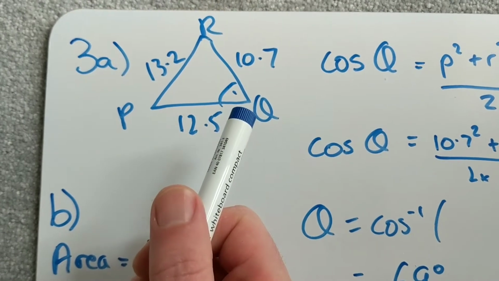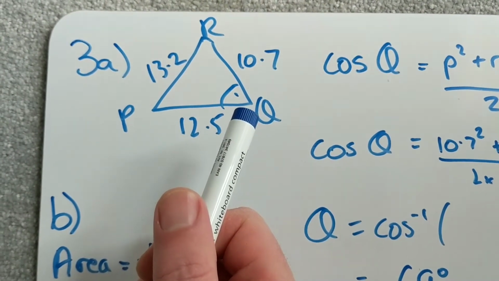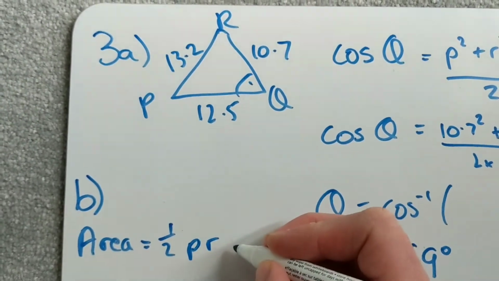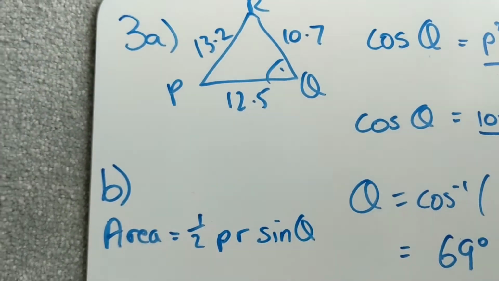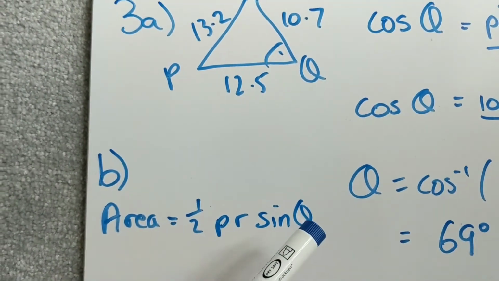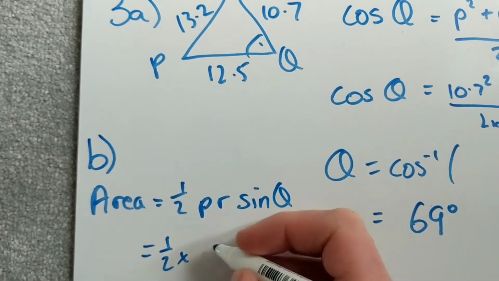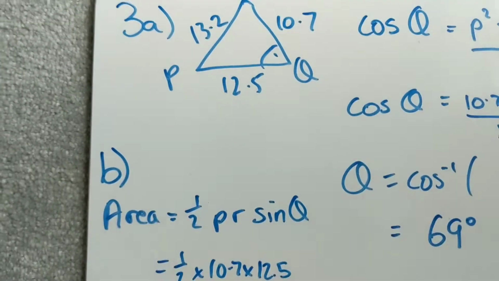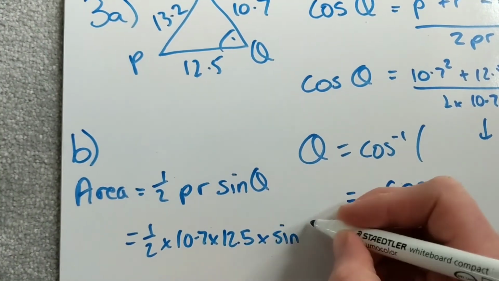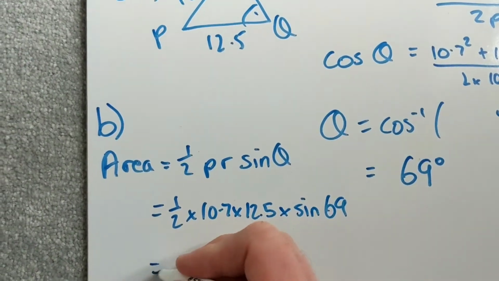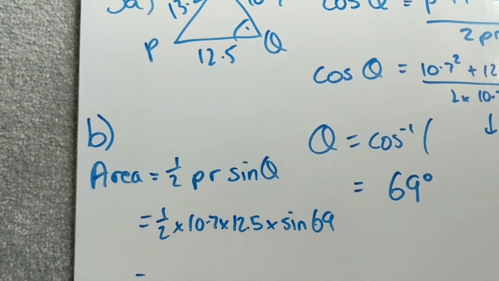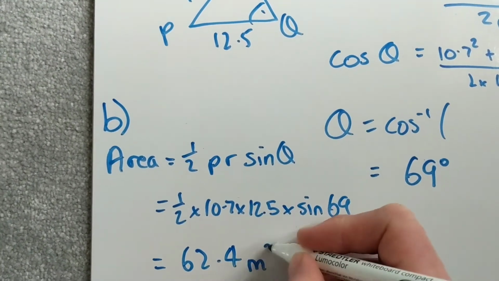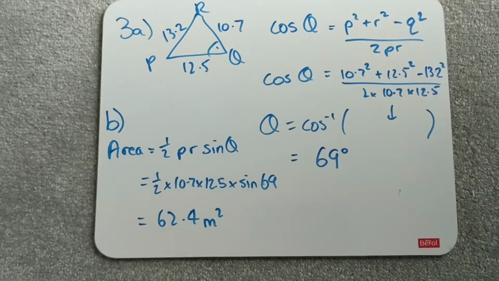We know Q. So if it's normally a half AB sine C, the other letters, P and R, are the ones that are going to be small. So it's a half PR sine Q. So it's just changing around the AB and C. So it's a half times 10.7's little p, times 12.5's little r, and then times sine of the angle you've just found, which is 69. And if you do that carefully in your calculator, the answer you get is approximately 62.4, and it'll be meters squared. So that's the area of a triangle down there at the bottom.